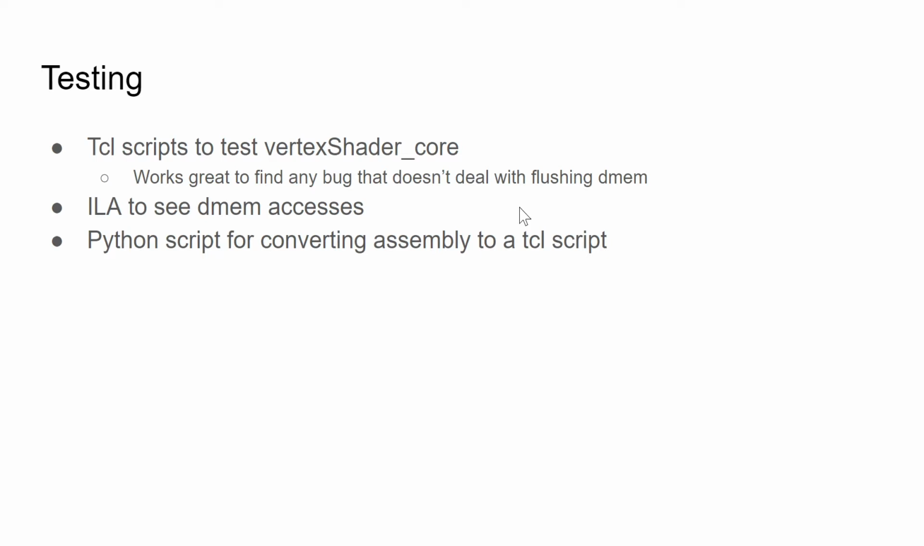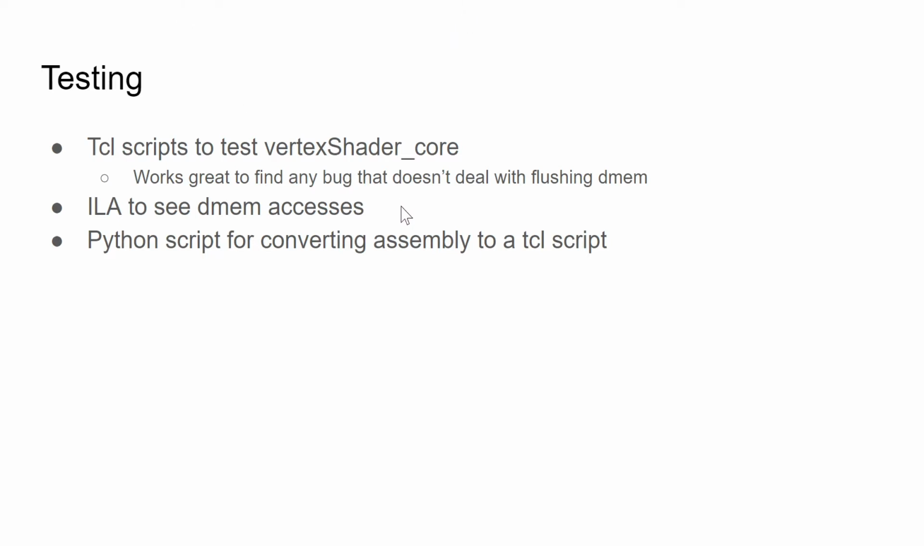Okay, so our testing. We made a TCL script of the pass-through shader, which was really handy in finding a few problems with our Vertex shader core. We also had another test bench, which was just a single test of each instruction, just to see if, on the surface, these instructions worked. That I guess was still handy, but not as handy as the other one.